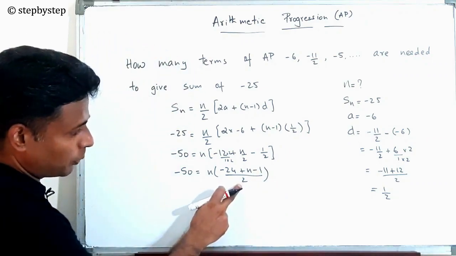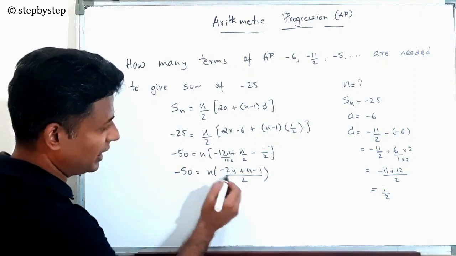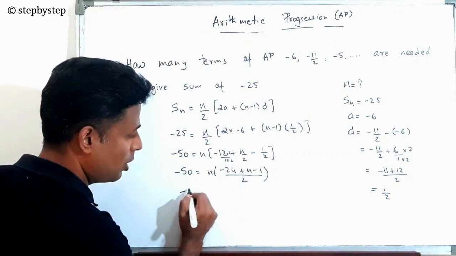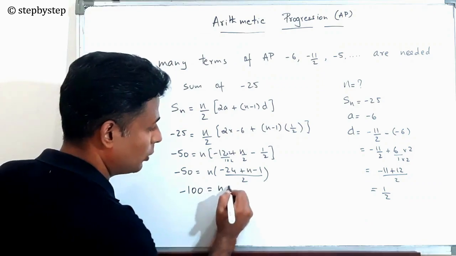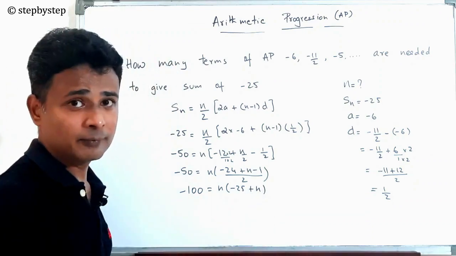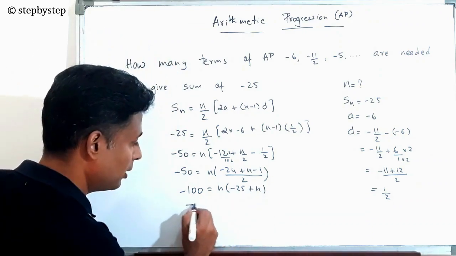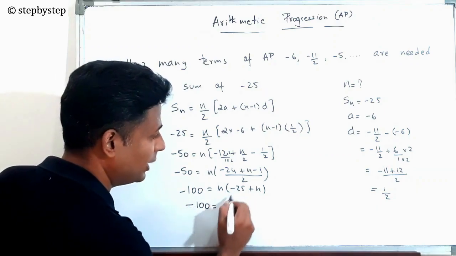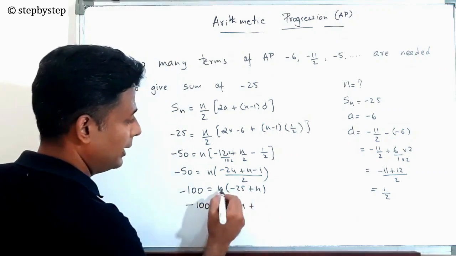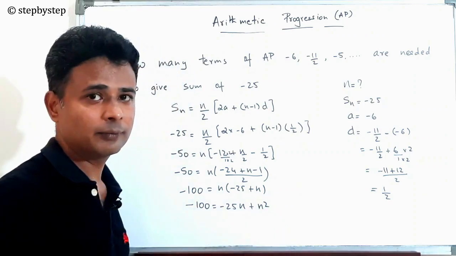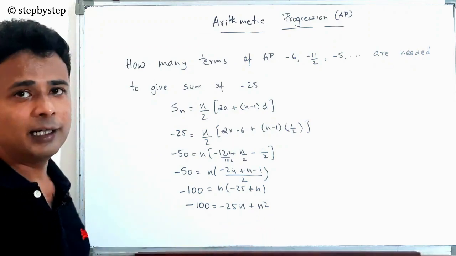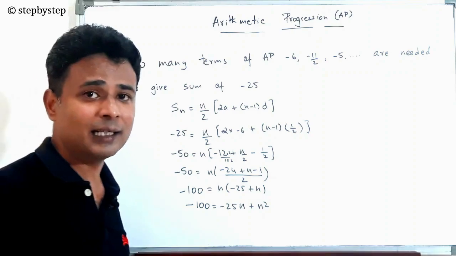Right? Now can I transpose this 2 there? Yeah. Why? Because it is something into something by 2. So I can transpose this 2 to this side. It will become minus 50 into 2, minus 100, equal to n into minus 24 minus 1, minus 25, plus n. Now when I open the bracket, what do I get? Minus 100 equal to minus 25n plus n square. Now guys, there is an n square value, there is an n value and a 100 value. So it is a quadratic equation.